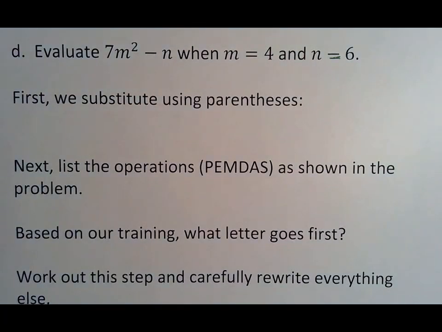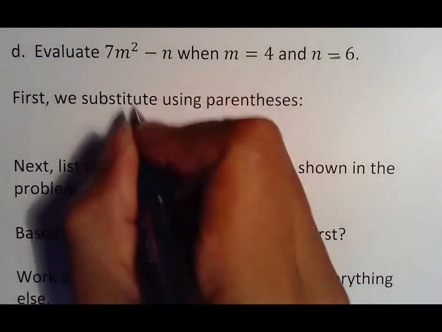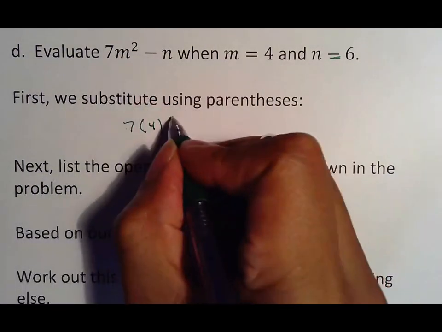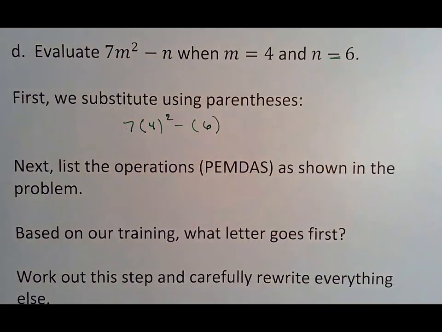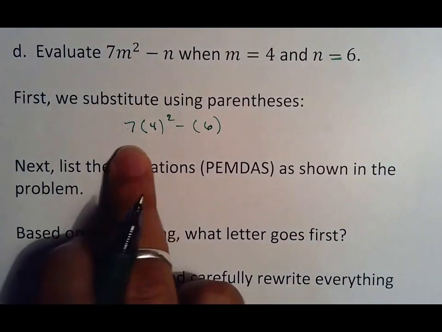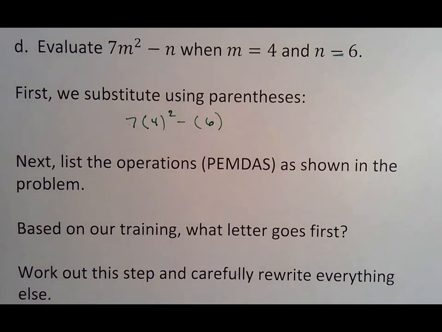Alright, so first thing we want to do is substitute using parentheses. So we're going to turn our m into 4. So we put 7, parentheses 4, close, squared, minus, and even though we're changing this n into a 6, we just go ahead and do that. Now this part will be done for you. So this will be your starting point on your MathXL.